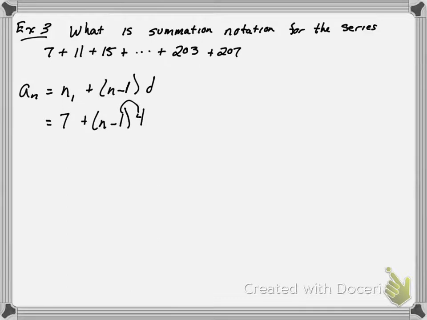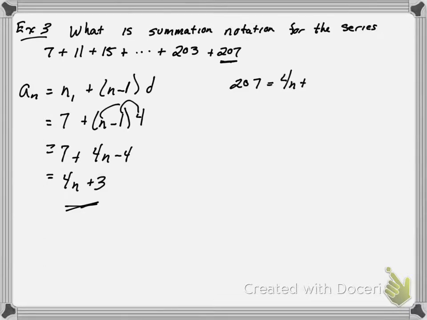Now we'll distribute through. That gives me 7 plus 4n minus 4. Negative 4 plus 7 is 3, so our equation is going to be 4n plus 3. So there's that. Now we need to find how many terms we have. We need to find n now. So I'm going to use this formula and this last term to try to find how many total terms there are. So 207, which is my last term, is going to equal 4n plus 3.